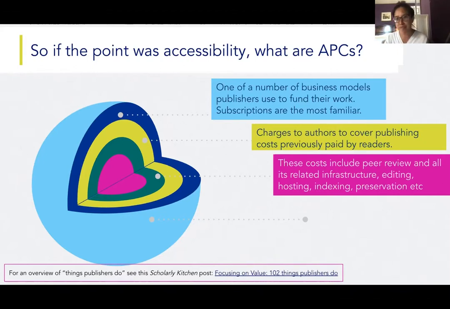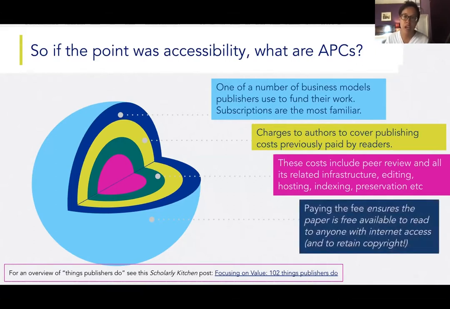And there is a rather vocal minority that likes to claim that publishers don't do anything. So I like to gently rebut that by flagging an interesting Scholarly Kitchen post that I think does a nice job of outlining what publishers do. But assuming that you see value in what publishers do and you wish to engage in the ecosystem, it's worth understanding what an APC is, what it insures, and what it is not. So fundamentally, it's shifting cost from the reader to the producer of the research.